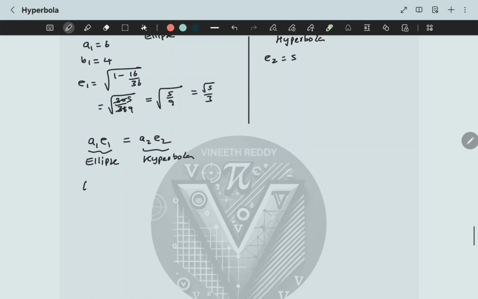A1 क्या है भाई? 6 है. E1 क्या है? अंडर रूट 5 by 3 है. A2 अननोन है, E2 5 है. तो क्या बनेगा A2? It will be 2 divided by √5.